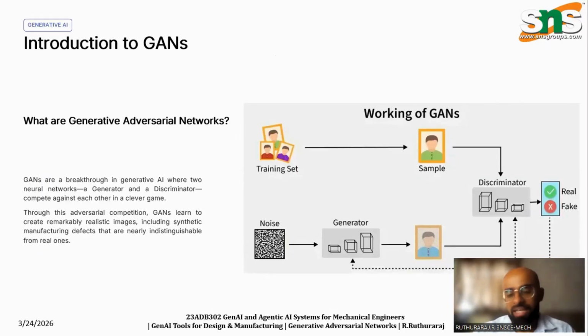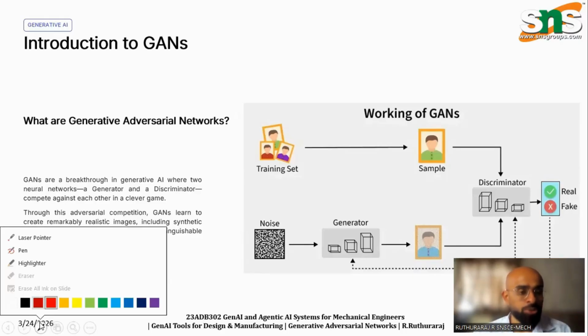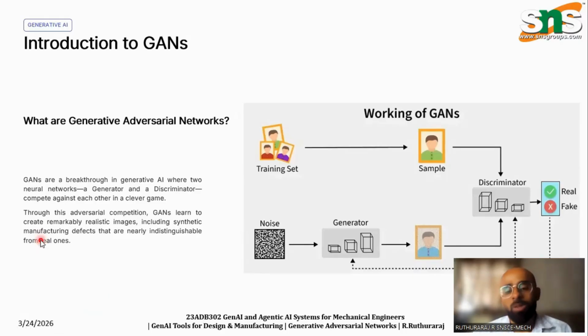So what is the architecture of the generative adversarial network? It has two components. Like in the autoencoder and variational autoencoder, there were two things, one was encoder and decoder. Here you are having two setups, generator and discriminator. The generator is the creative part and the discriminator is the criticizing part.